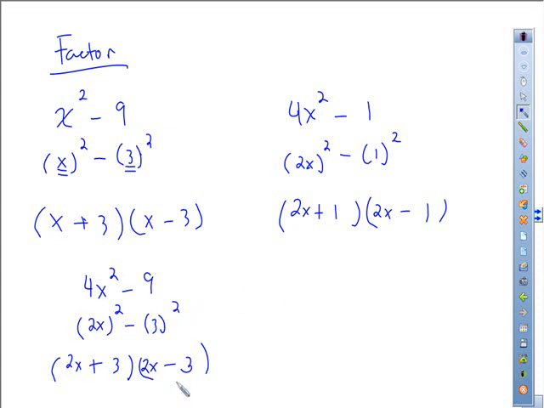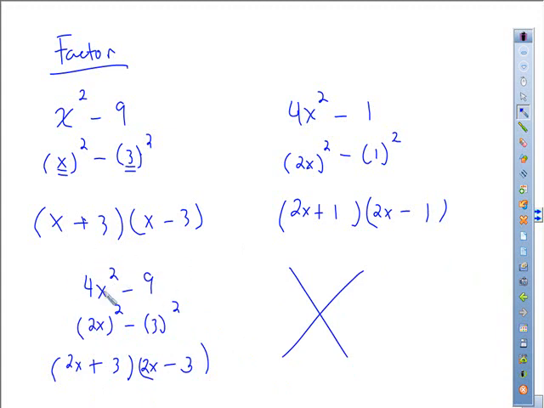Let's say you forget the pattern for difference of squares. If you ever forget this pattern for a difference of squares, you can always use the x to factor a difference of squares also. Let me show you. So let's say we use the x and we're factoring this problem right here.